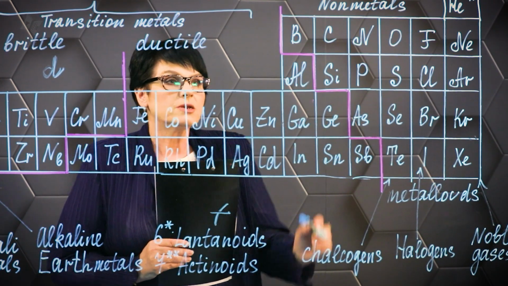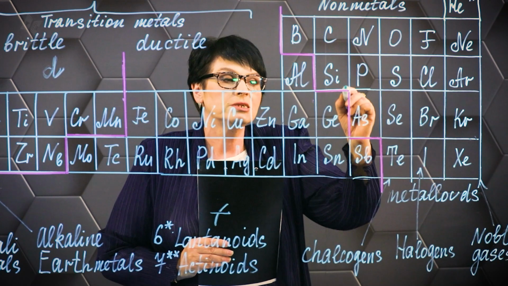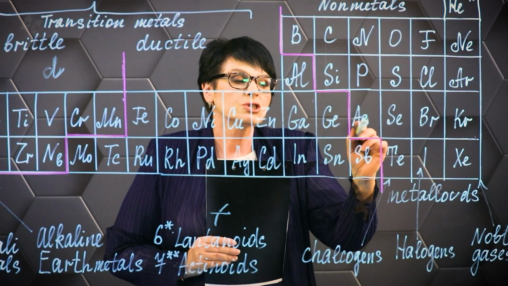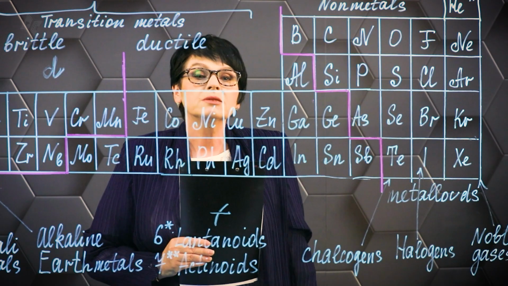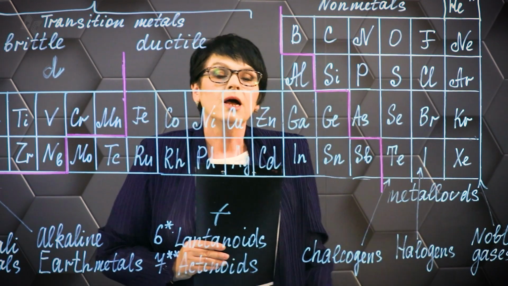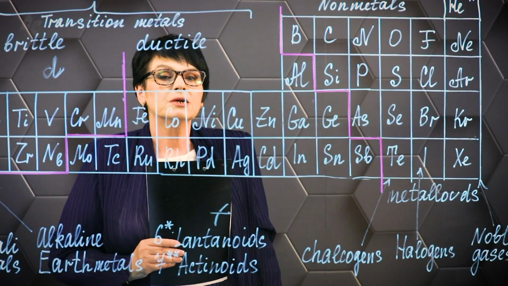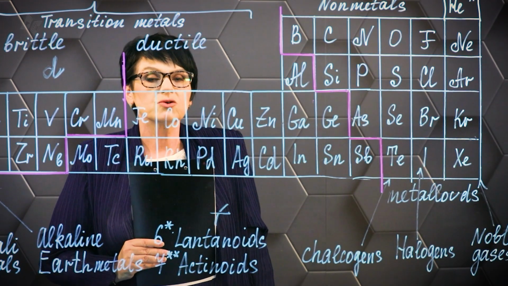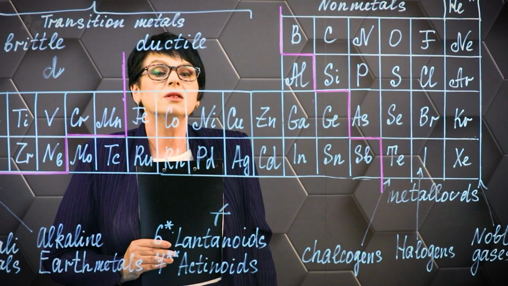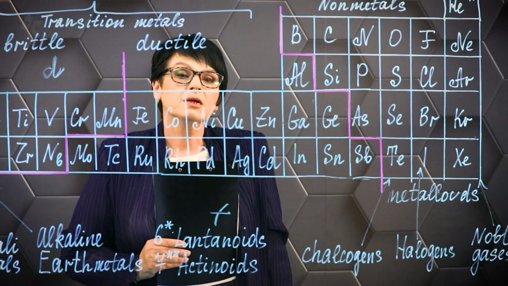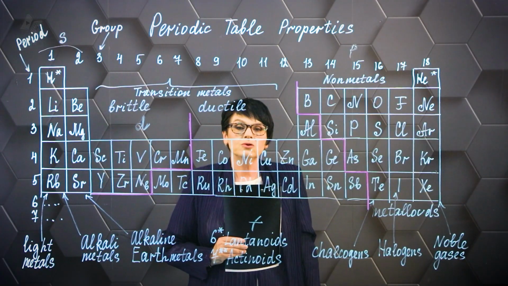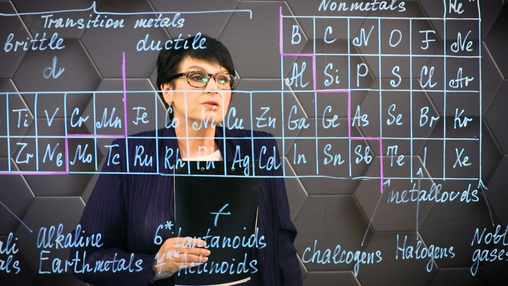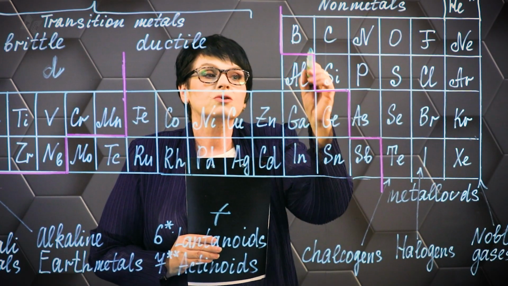Now let's return to this dividing line which separated boron, silicon, arsenic. These elements are called metalloids. Such a division of the periodic table, including the elements, was proposed at one time by the French scientist Lavoisier. Metalloids are elements that look like metals, and that is why they are called so. Metalloids are boron, silicon, arsenic, tellurium, and accordingly the elements located below.